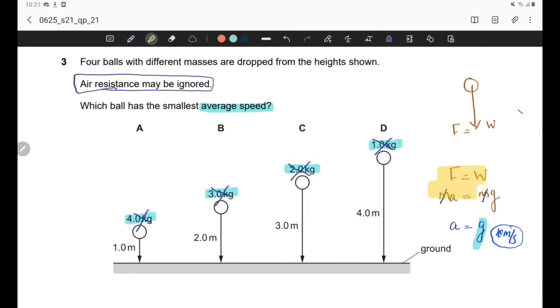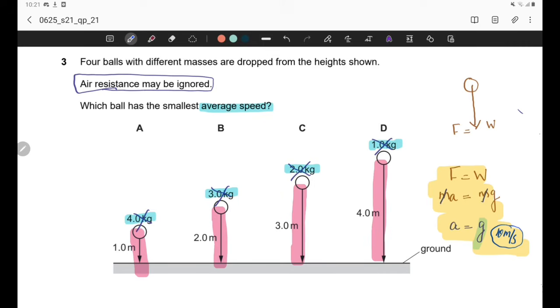So from this we can understand that for any free falling object, its acceleration is always 10 meter per second squared. Doesn't matter how heavy the object is. So the mass is not going to affect the acceleration. Now we can check the second factor in the given scenario, that the height of falling is different. Now we can check, is there any effect on average speed and height for a free falling object?